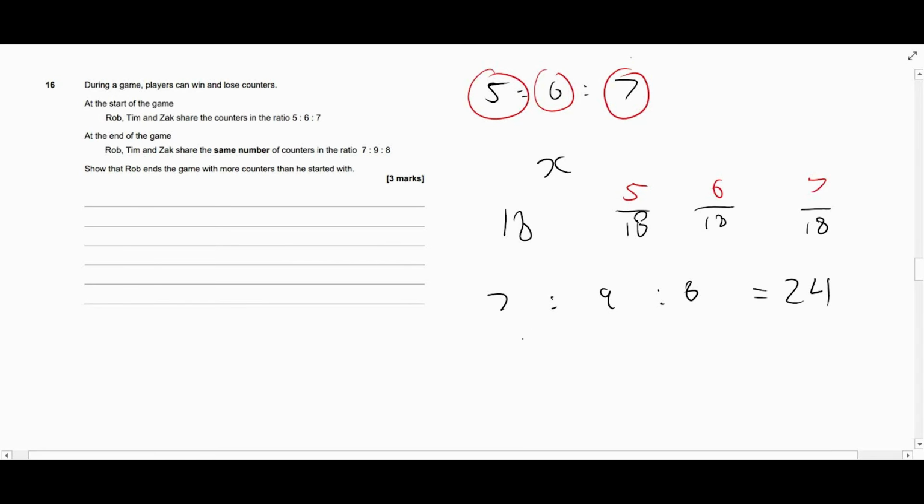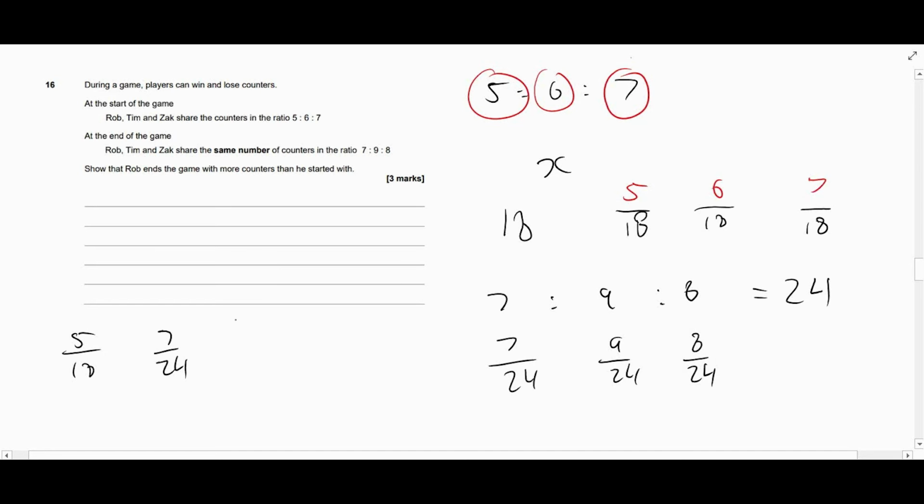And now we just have to think about the fraction relation. Again, we have 7 over 24, 9 over 24, and 8 over 24. So now we've got our two fractions: 5 over 18 and 7 over 24. Now we just have to compare these.